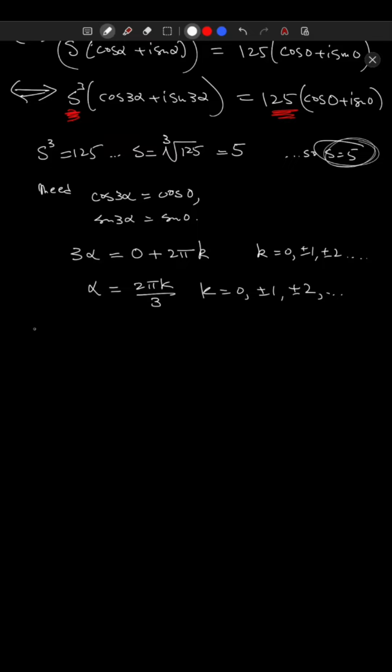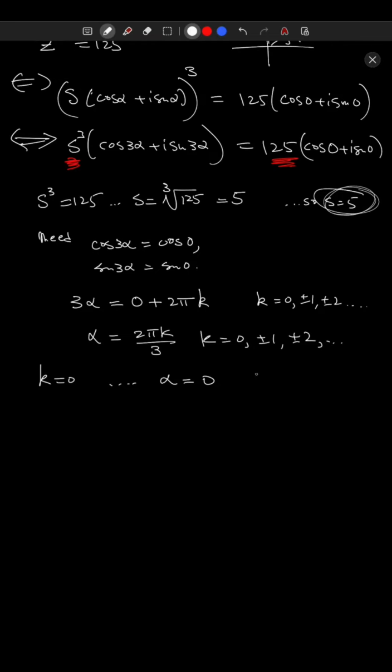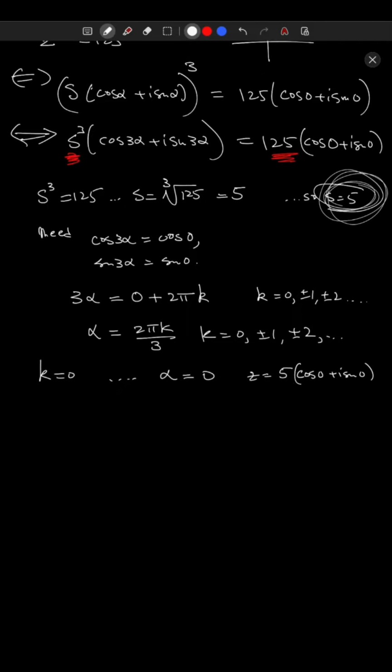Let's write them down. Let's start with k equals 0. That would correspond to the solution alpha equals 0. So that gives me one solution to my problem. This solution would be: s was 5, alpha is 0. So that would give me z equal to 5. Let me write it in full trig form. So this is 5 times cosine of 0 plus i sine of 0. I'm going to draw all these later as well because that's going to be really illuminating.